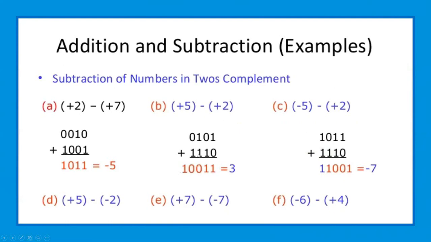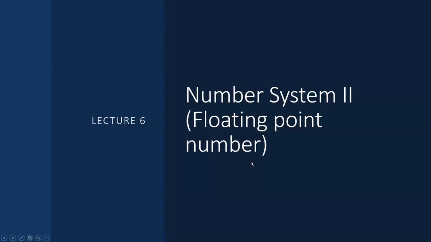0, 0, 1, 0, and then you flip, you will get 0, 0, 1, 1, 0, 1, and plus 1 will be 1, 1, 1, 0, that's minus 2. And then you sum together, you get 0, 0, 1, 1, and times the overflow bit, and then you get 3. This one, minus 5, minus 2, similarly. So you can solve this by yourself.